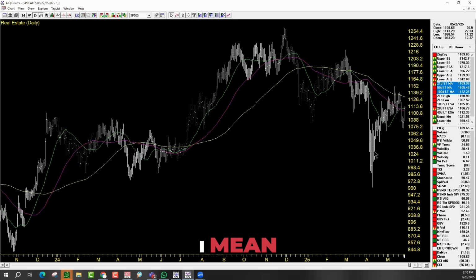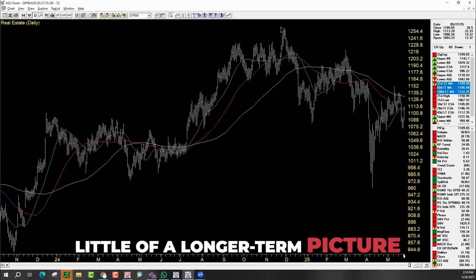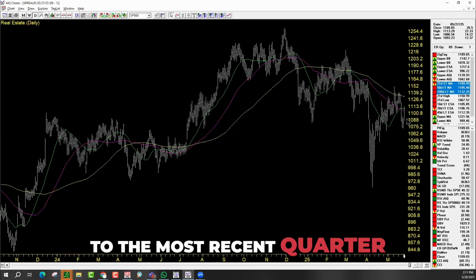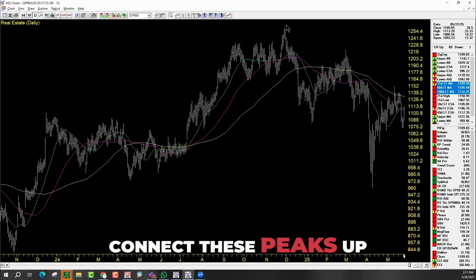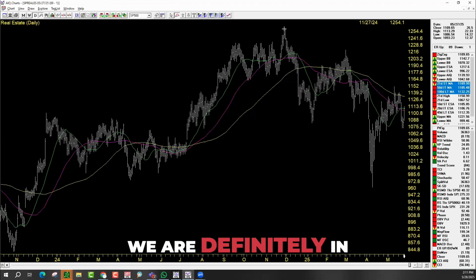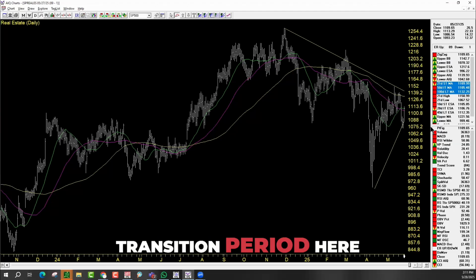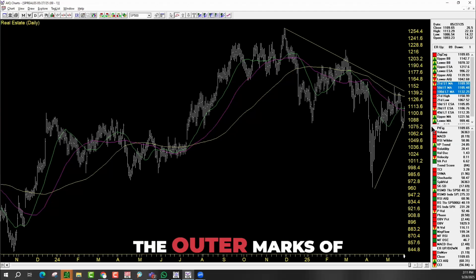Not a terrible trend. I mean, it's got a short-term trend up, a pullback here. But remember, this is a longer-term picture. The trend score looks to evaluate a period over the last 3 quarters of the year, giving a greater weight to the most recent quarter. So as you can see, if you connect these peaks up, we are definitely in a lower high situation going on here. There's been something of a rally back up during the month of April, although we're in a sort of transition period here. So that's the outer marks of the sector area.